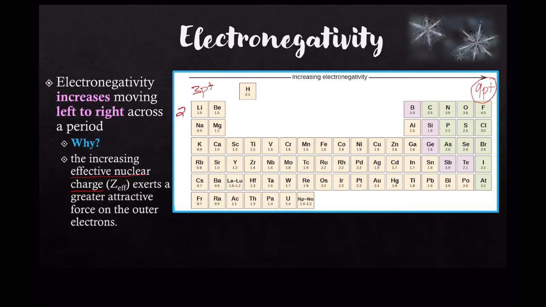Notice the noble gases are absent from this picture. Think about why that is. Do noble gases want to attract electrons? No, they don't. So noble gases are the exception to this rule. When we are talking about electronegativity, you should exclude noble gases from this trend because they do not want to attract electrons. So you can consider their electronegativity value to be 0 or closer to 0.